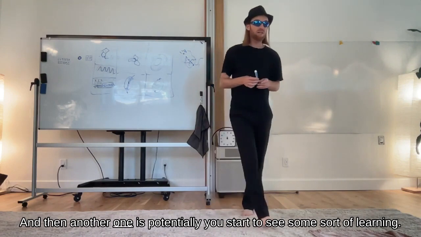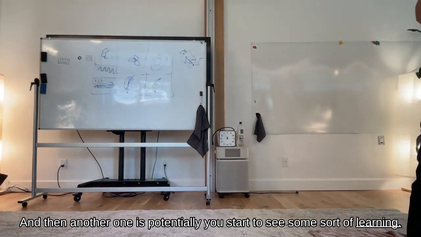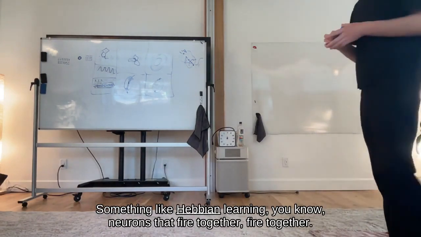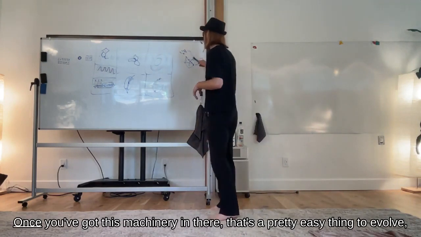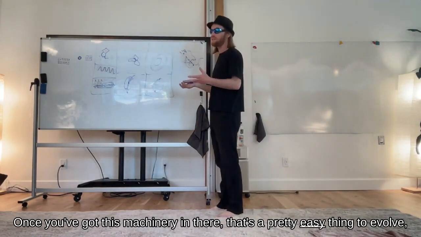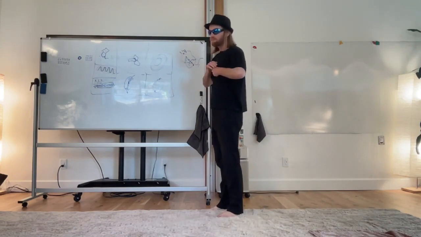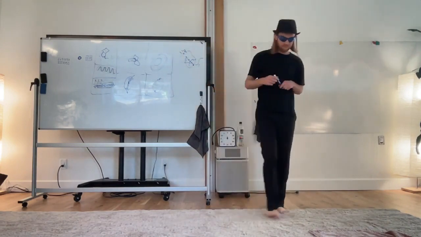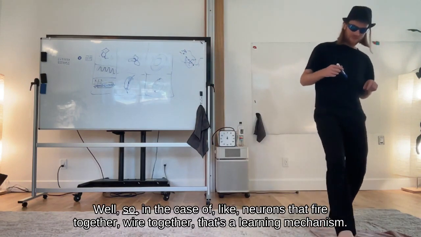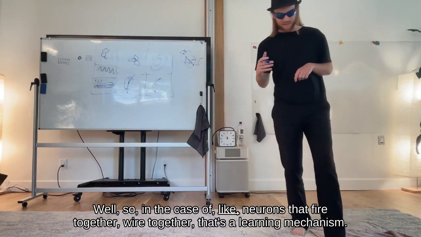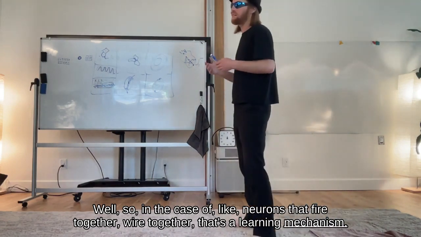And then another one is potentially you start to see some sort of learning, something like Hebbian learning, neurons that fire together. Once you've got this machinery in there, that's a pretty easy thing to evolve, insofar as it's useful. Okay. Why is it useful? Well, in the case of neurons that fire together, wire together, that's a learning mechanism.